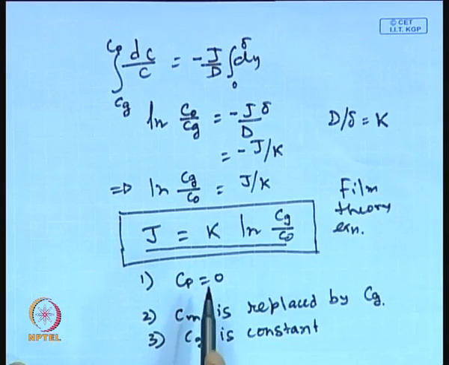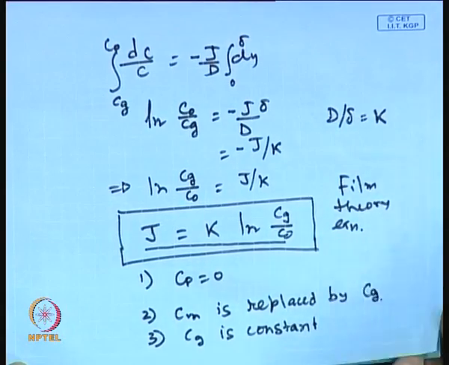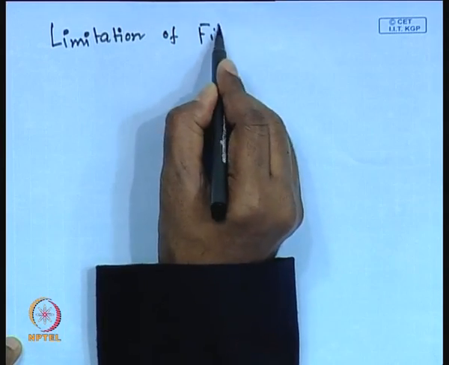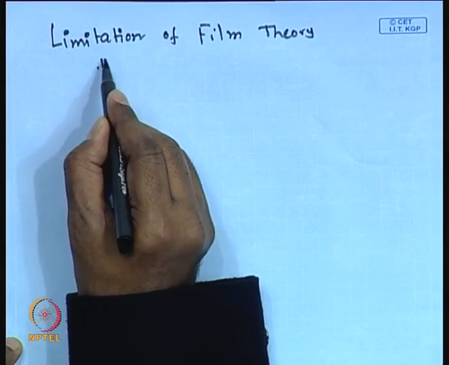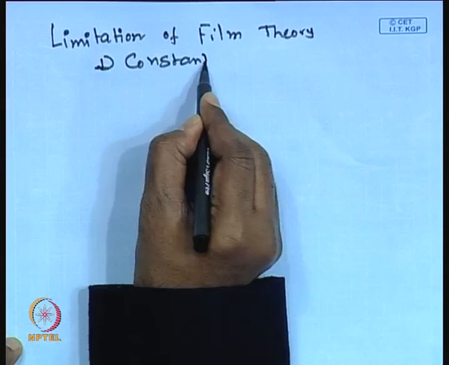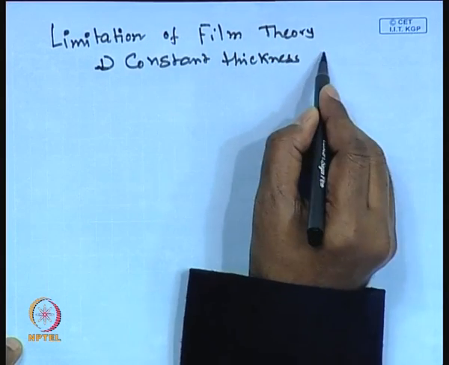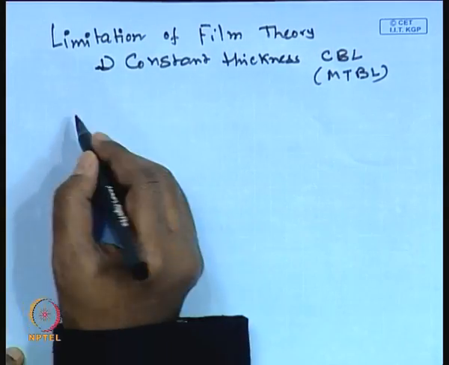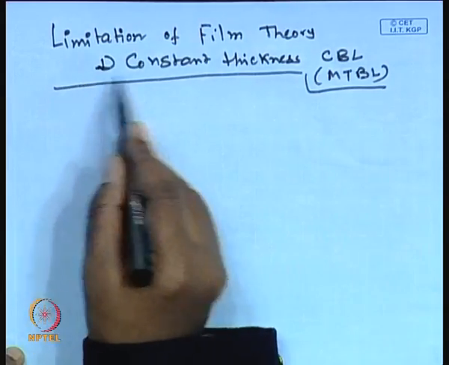The shortcoming is that if you remember, film theory is always saying that there is a film of constant thickness of solute depositing over the membrane surface, which may not be correct. Actually it is a growing thickness of the concentration boundary layer that is depositing over the membrane surface. So let us look into the formulation of how we can overcome this limitation. Constant thickness concentration boundary layer or mass transfer boundary layer. We will see how to overcome this limitation shortly.